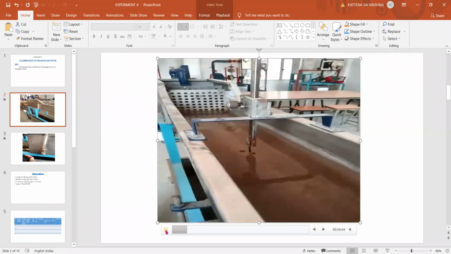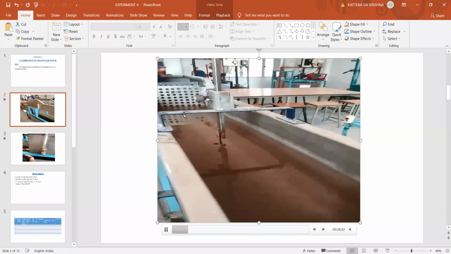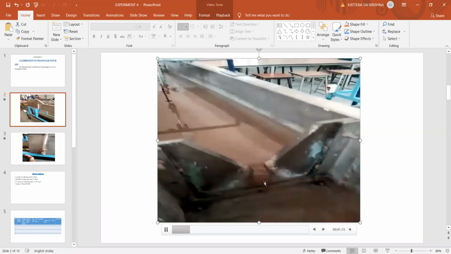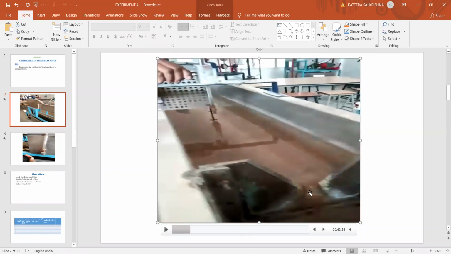Okay. Now see, the water has already started filling the tank up to the sill level. Now see here, there is no flow over this sill point.